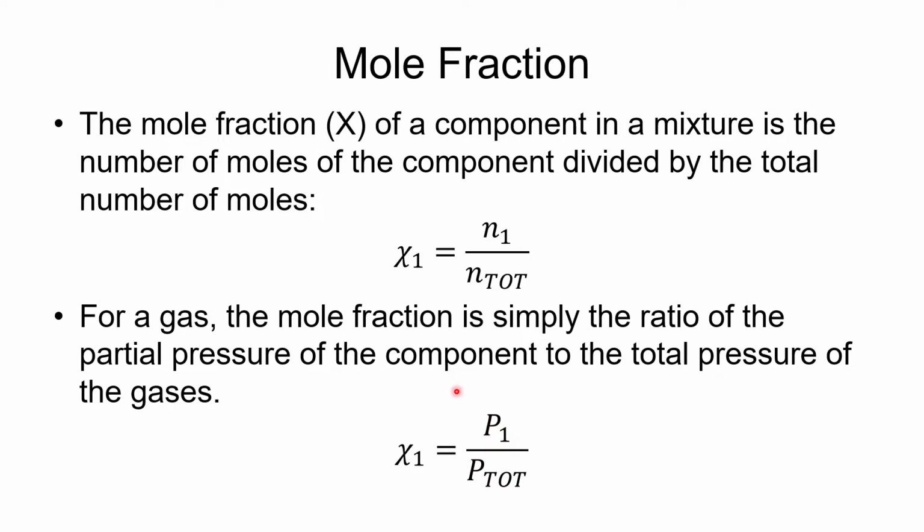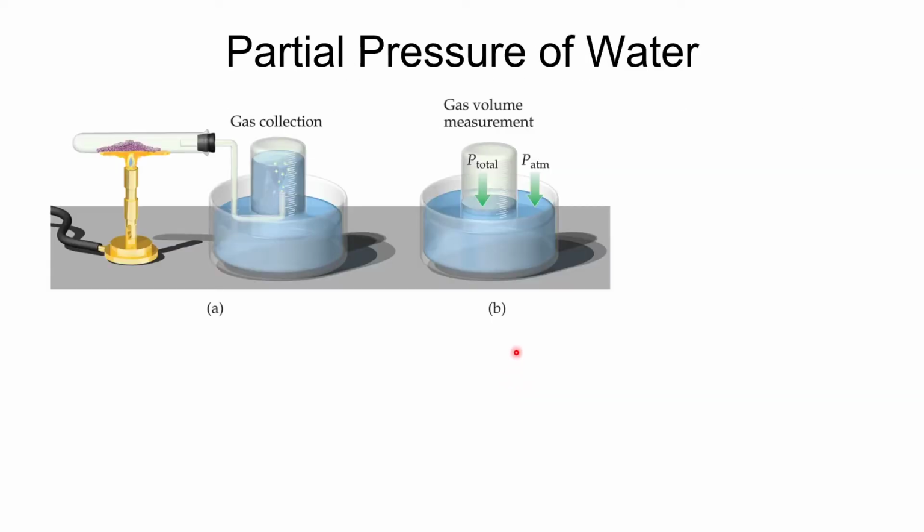Now, how we use partial pressures is that we can subtract away the partial pressure of one component to get the partial pressure of a different component. For example, sometimes we will collect a gas over a liquid, and usually water is a convenient one to do this with.